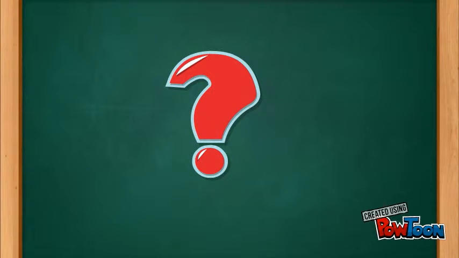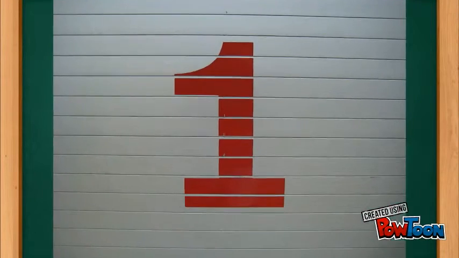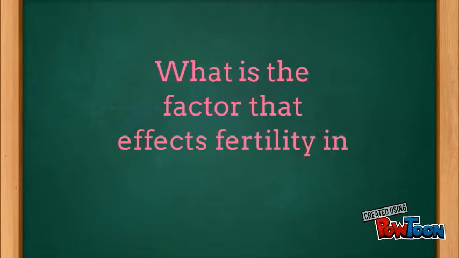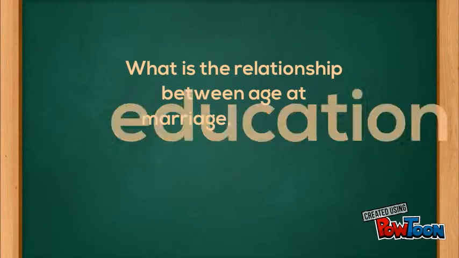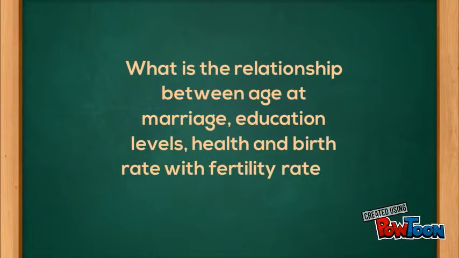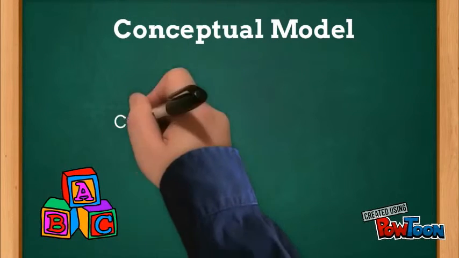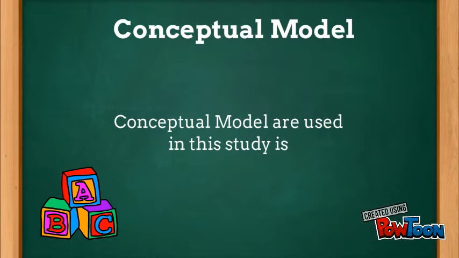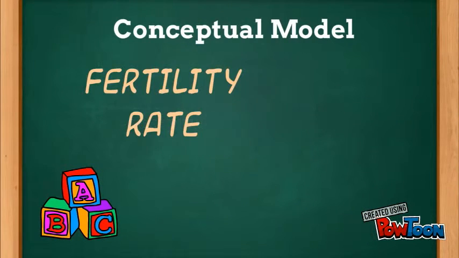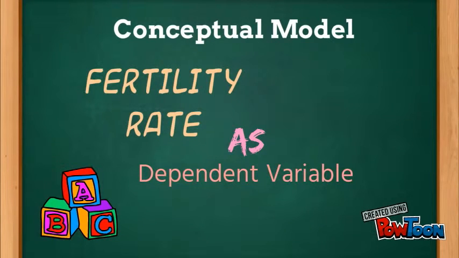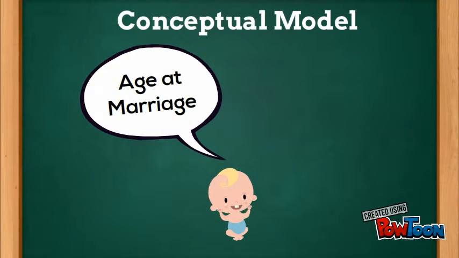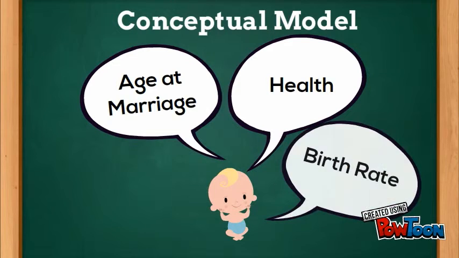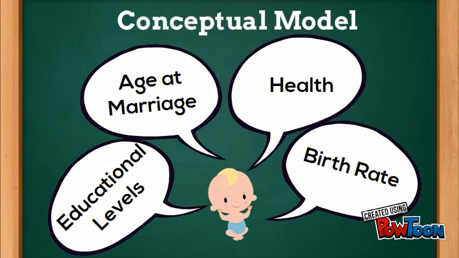The questions to be addressed are, first, what are the factors that affect fertility in Malaysia? Second, what is the relationship between age at marriage, education levels, health and birth rate with fertility rate in Malaysia? Conceptual model. The conceptual model used in the study has fertility rate as the dependent variable. The independent variables are age at marriage, health, birth rate, and education levels.